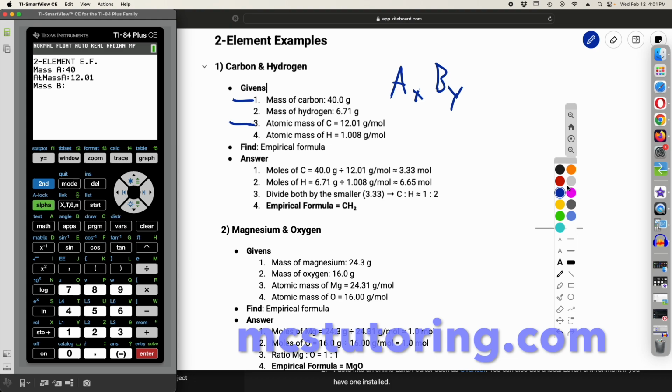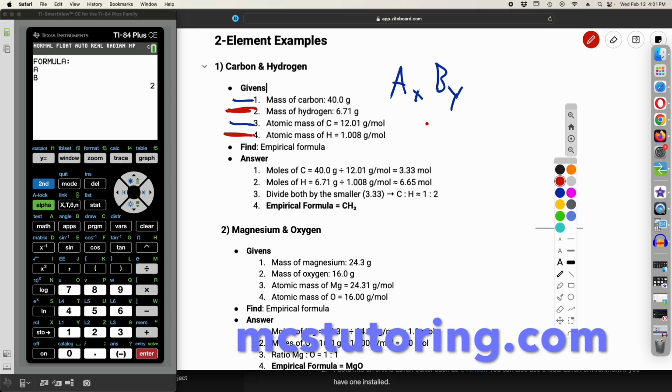Okay. Now we'll go to red for element mass B. Oh, here red looks like blue. Sorry if you're colorblind. So the mass of hydrogen is going to be 6.71, and then the atomic mass of hydrogen in this case is 1.008.